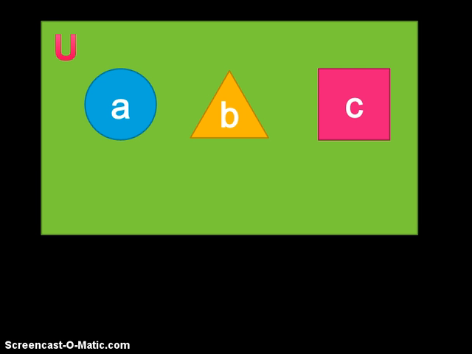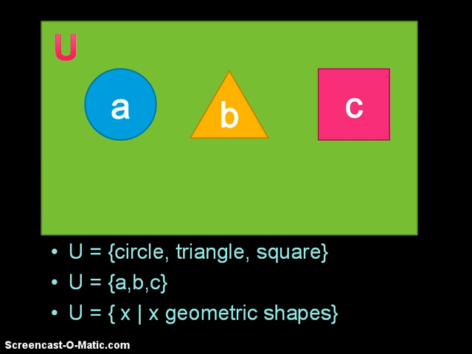Now I want you to try to write the notation for this set. By using the listing method, we have set U contains the elements circle, triangle, and square. Or set U contains the elements A, B, and C. And using our rule method, we can write set U as contains x such that x is a geometric shape.